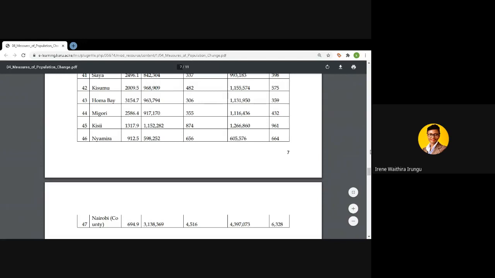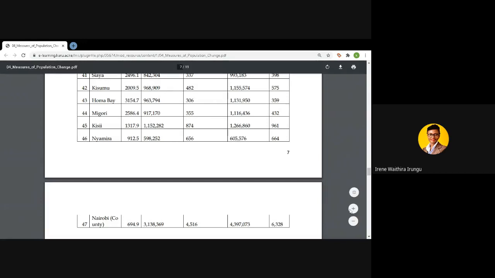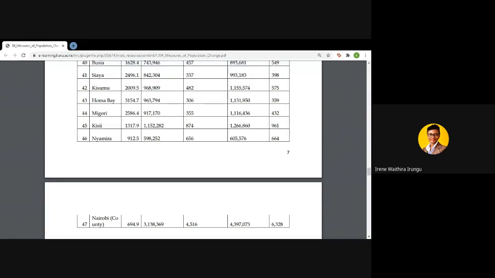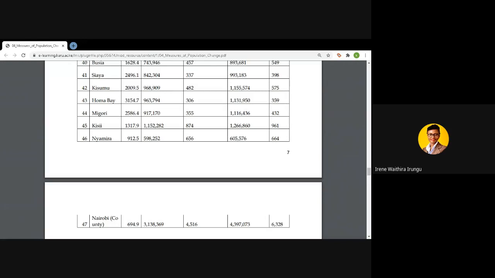Again, if you look at the population density, Nairobi accounts for the highest, and that can mainly be attributed to immigration, because you find that Nairobi hosts most of the manufacturing companies, most of the headquarters of government offices, and therefore this number can mainly be attributed to immigration.